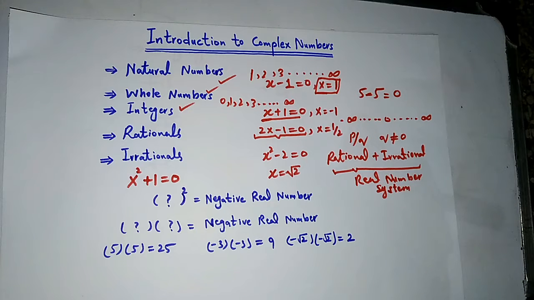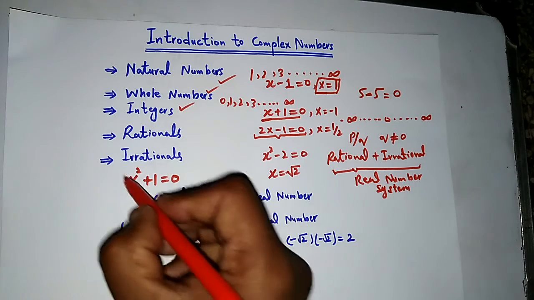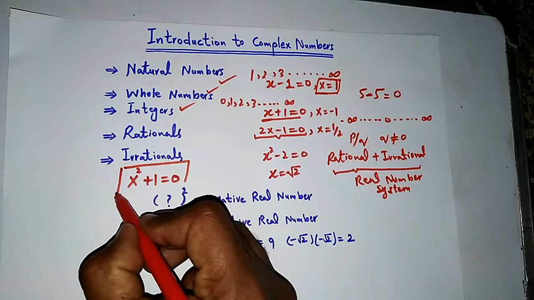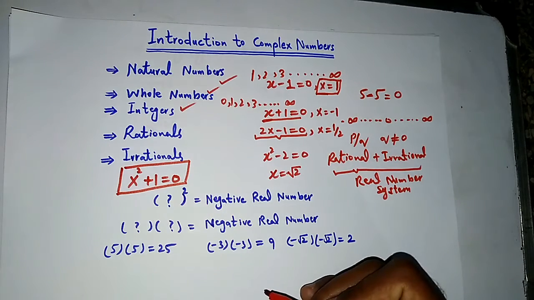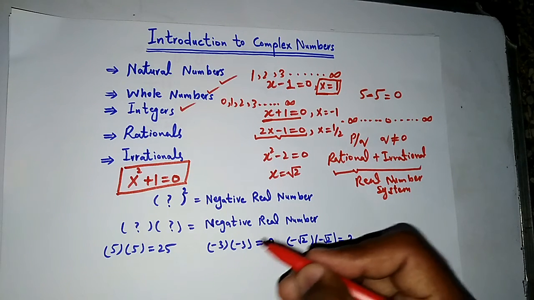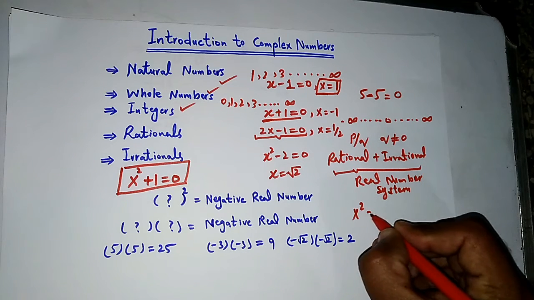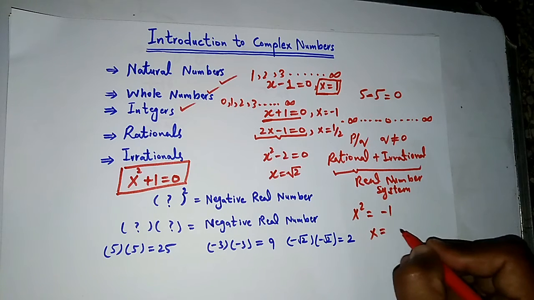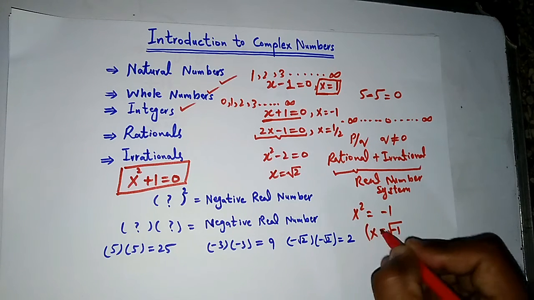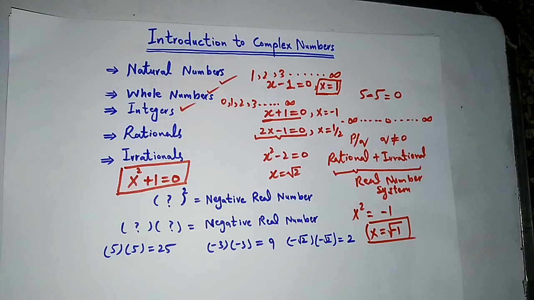But still our journey has not ended. When we proceed further, we found an equation like this: x squared plus 1 is equal to 0. If we try to solve this equation, we finally reach that x squared is equal to minus 1 and x is equal to under root of minus 1. Now this is a problem for us because we can't solve the square root of minus 1, and its solution is not in the real number system.